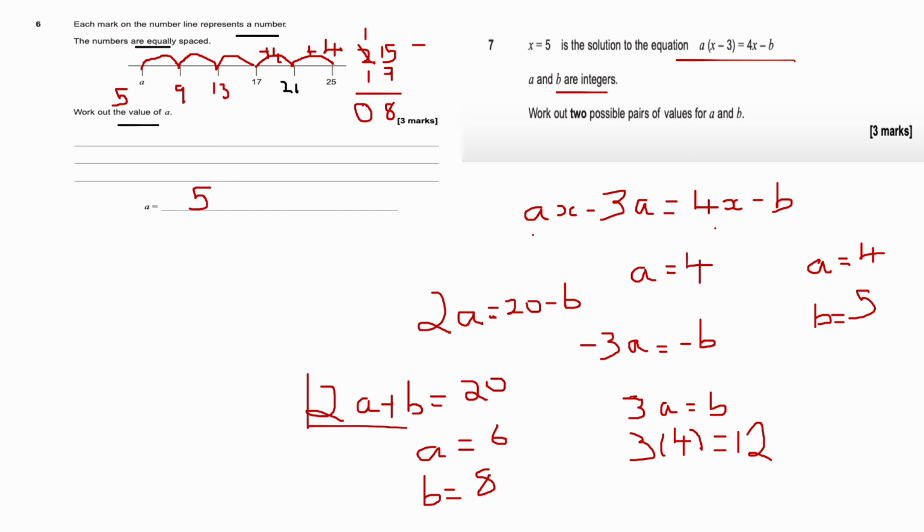So that's forming one of my pairs of simultaneous equations, but I'm just thinking about how to form the other one if it's possible. So if x equals 5 is the solution, 5 take away 3 is 2, so it's 2a is equal to 20, yep, minus b.